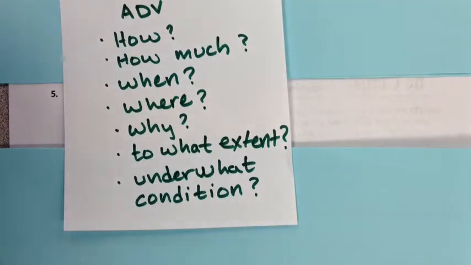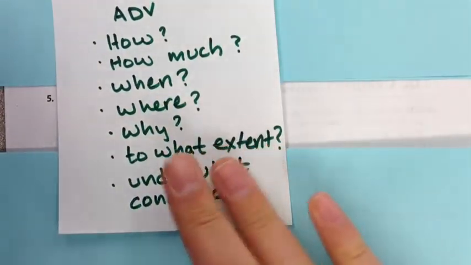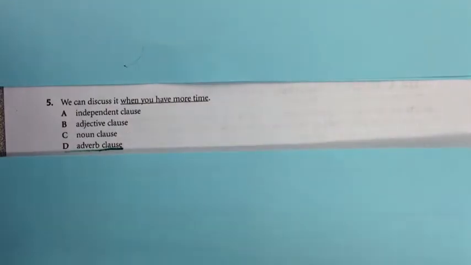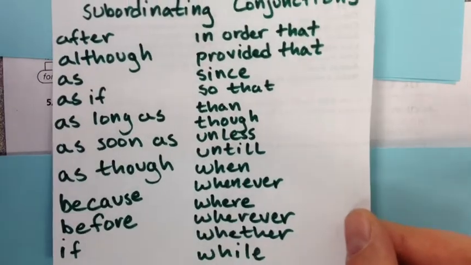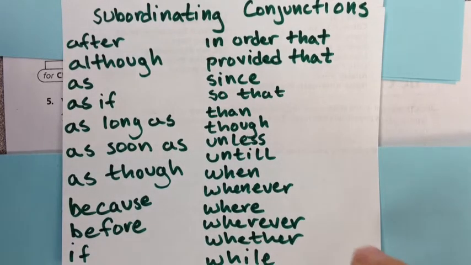Since they also describe adjectives or other adverbs, they can answer these questions about how, when, where, to what extent, or under what condition a description word applies. So that's also something they do. But they answer these questions. Adverbs begin with a subordinating conjunction. And here's a list of most of them. So if you want, you could pause the video now and you could copy all of the subordinating conjunctions.